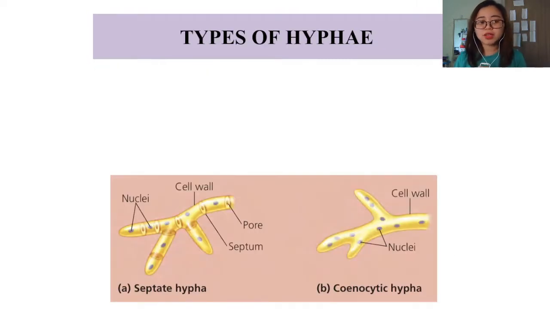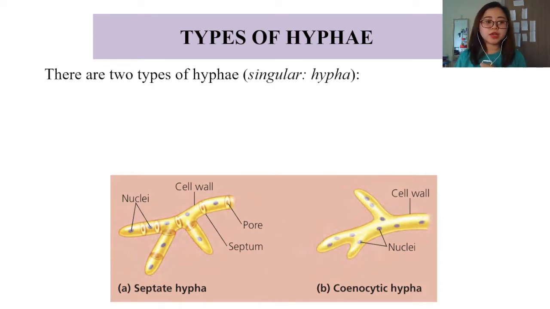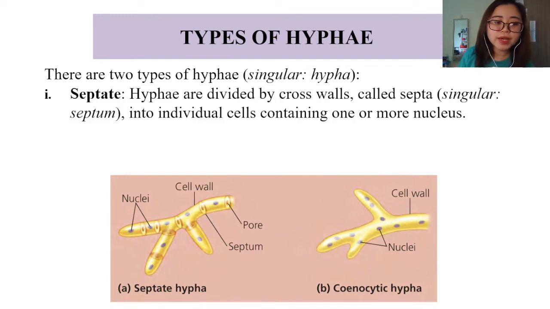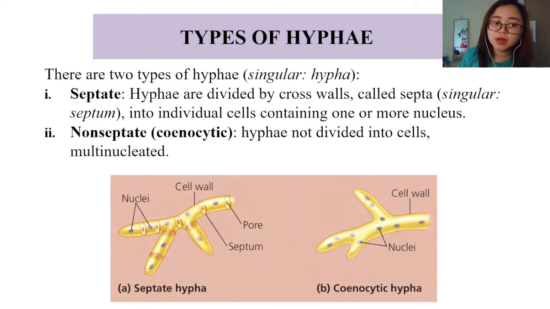Okay, and when we talk about the hyphae, there are two main types of hyphae that we usually talk about. If it's one single strand, we call it hypha, but when it's many, we call it hyphae. There are septate hyphae, which are hyphae that are divided by cross walls, called septa. If only one, septum. Into individual cells containing one or more nuclei. If you look at the picture below, there is something that separates the hyphae into several cells. The thing that separates them is called a septum.